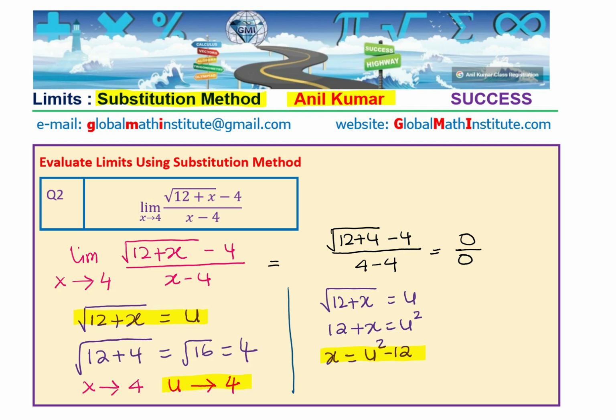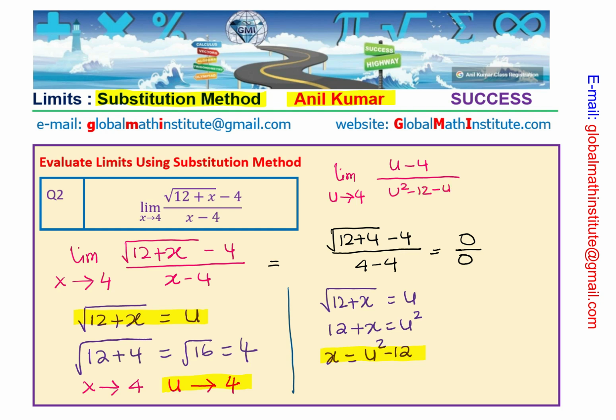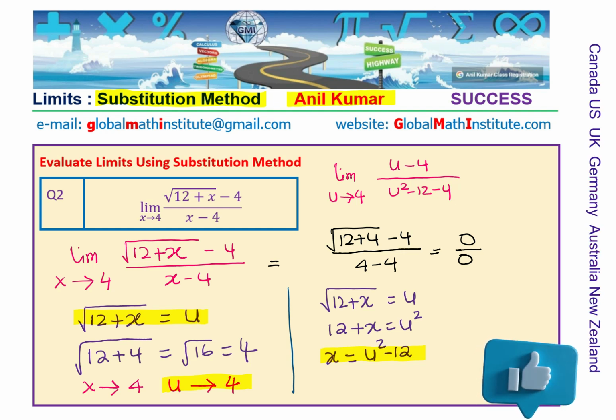Once we make the substitution, how will our equation look? It will get transformed to limit u approaches 4, correct? The square root term we are writing as u minus 4, and in the denominator, instead of x, we are writing u square minus 12. Already we have minus 4. You see that equation. So we get an equation of this particular form, right? So let's go to the next page, do the substitution and get our answer.